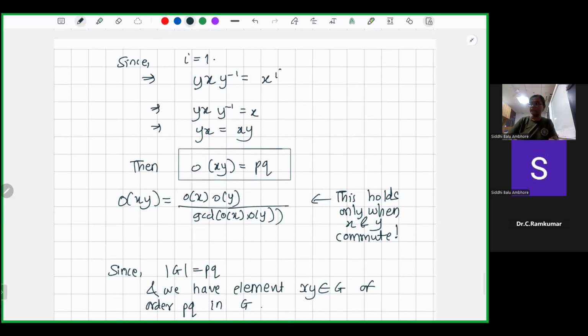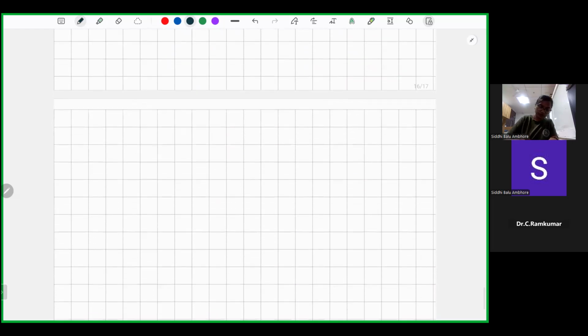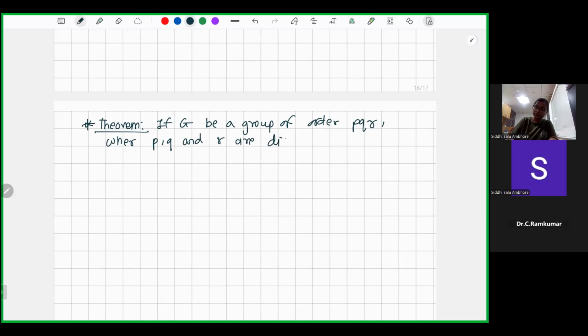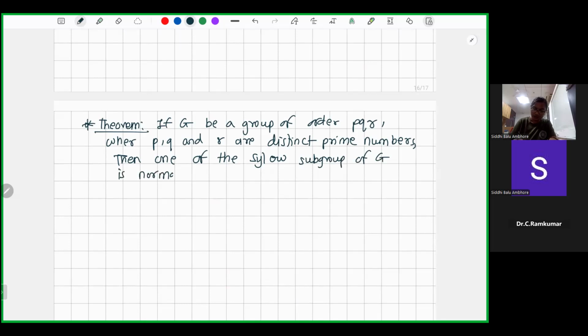You can always use this theorem: if G is a group of order pqr, where p, q and r are distinct primes, then one of the Sylow subgroups of G is normal.